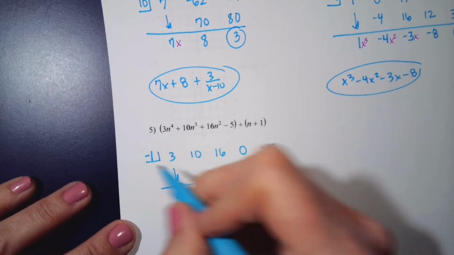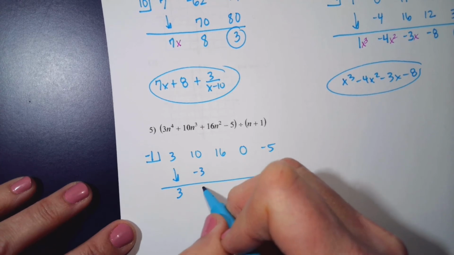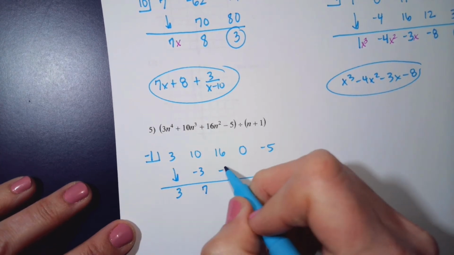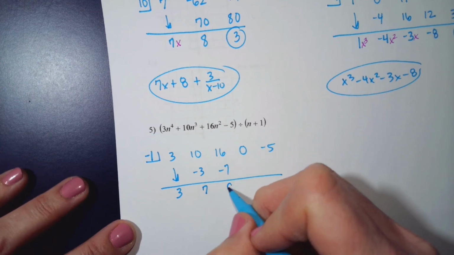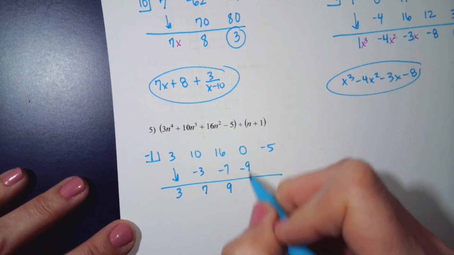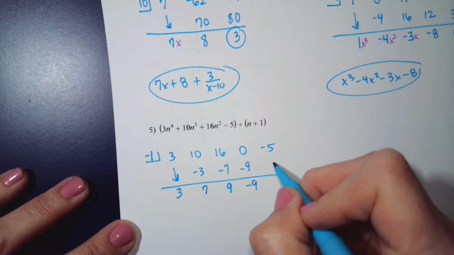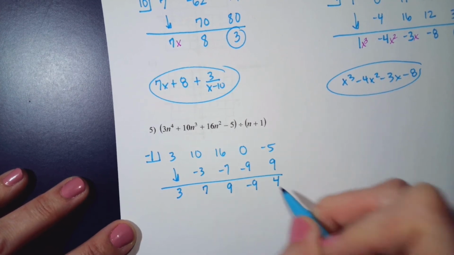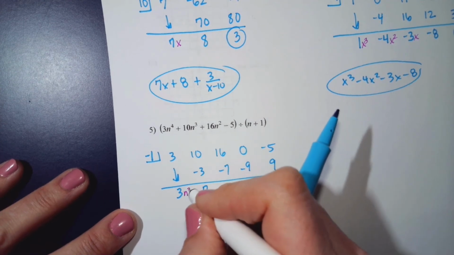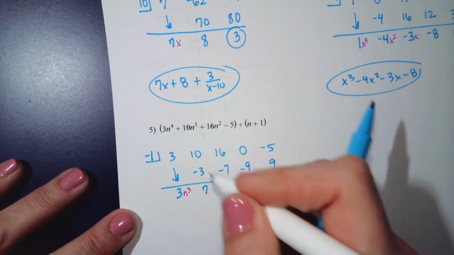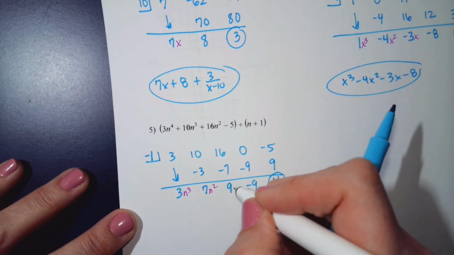All right, 3 times negative 1 is negative 3. Add up to 7. 7 times negative 1 is negative 7. That adds up to 9. Then I get negative 9. Add that up, negative 9. Multiply to 9. Adds up to 4. Remainder. Okay, this was n to the third, because it's 1 less than n to the fourth, n squared, and n.